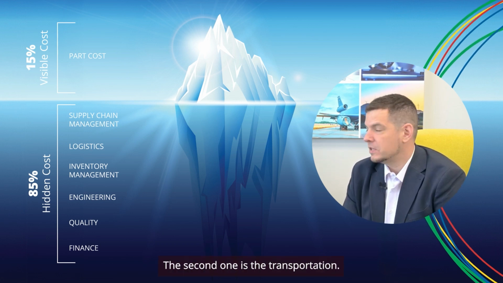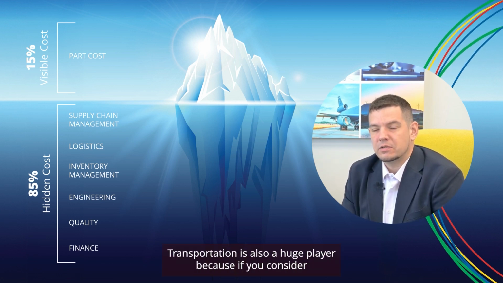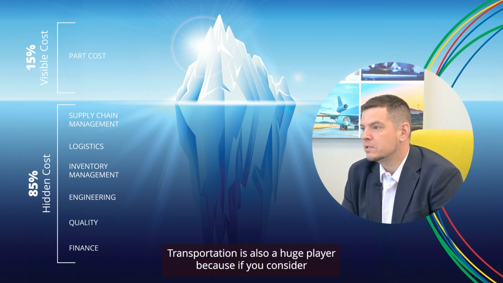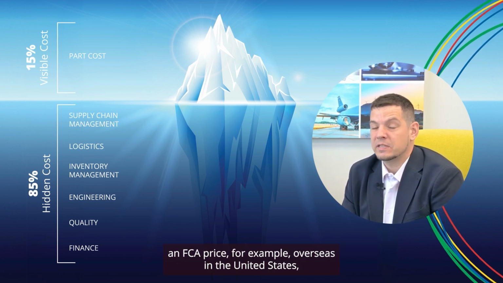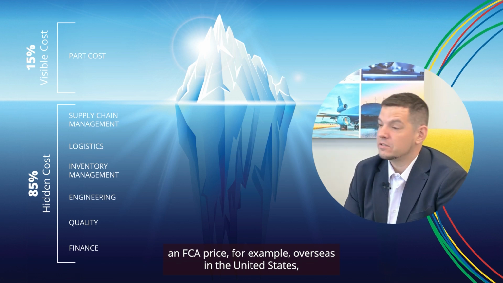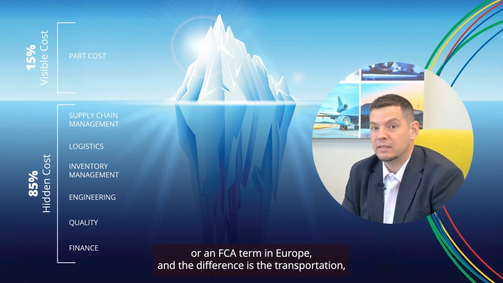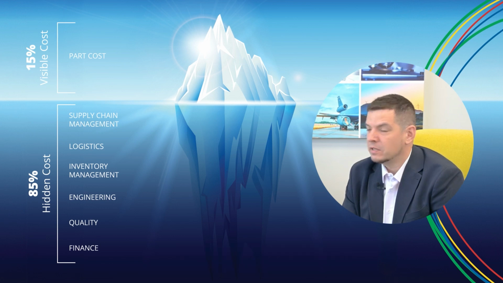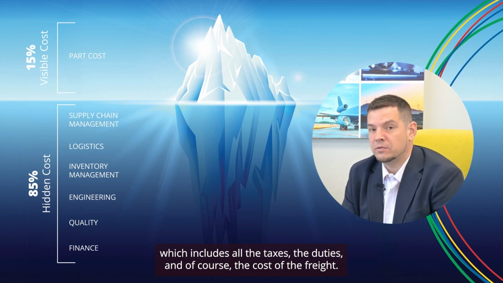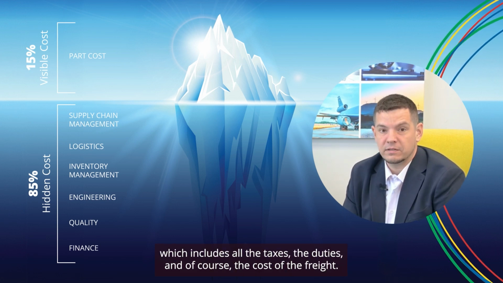The second one is the transportation. Transportation is also a huge player because if you consider an FCA price, for example, overseas in the United States or an FCA term in Europe, then the difference is the transportation, which includes all the taxes, the duties, and of course the cost of the freight.